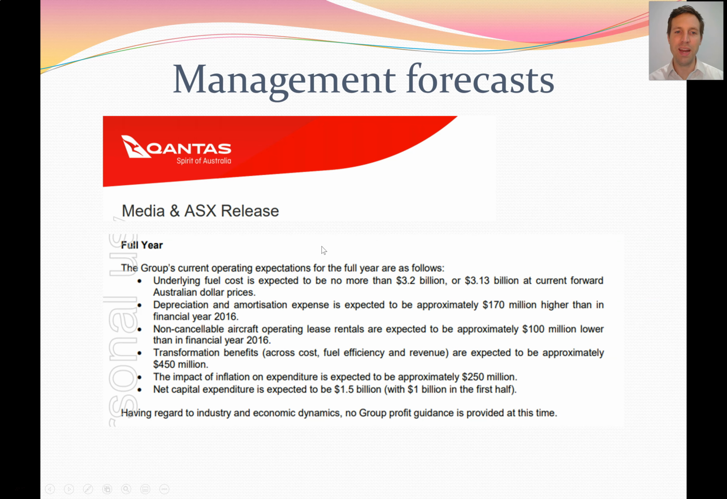Qantas here, we've got a media release about their expectations. They're talking about specific accounts, like their fuel cost is expected to be no more than 3.2 or 3.13 billion. Okay, so they're giving us some really good information about specific accounts, which will really help us understand and build up our profit margin forecasts in this case.